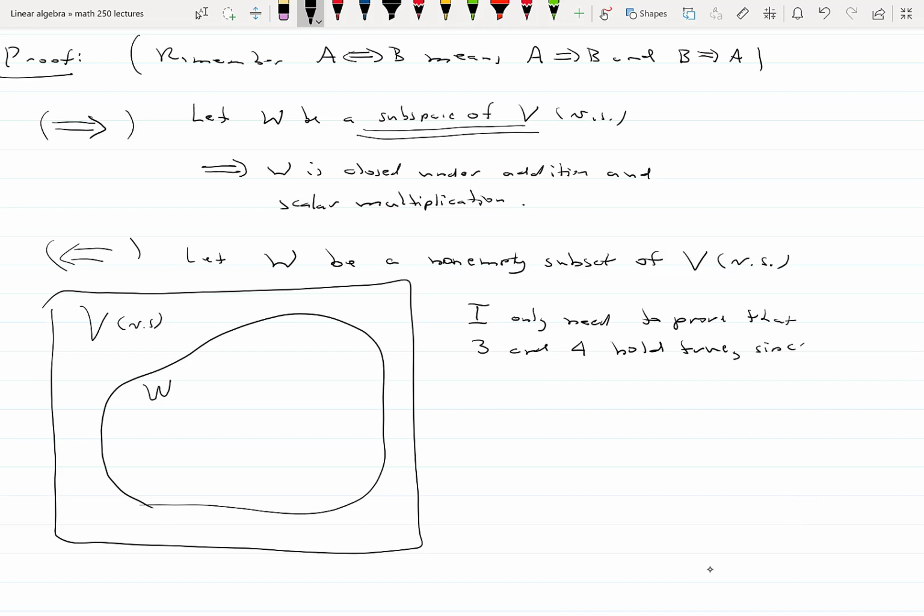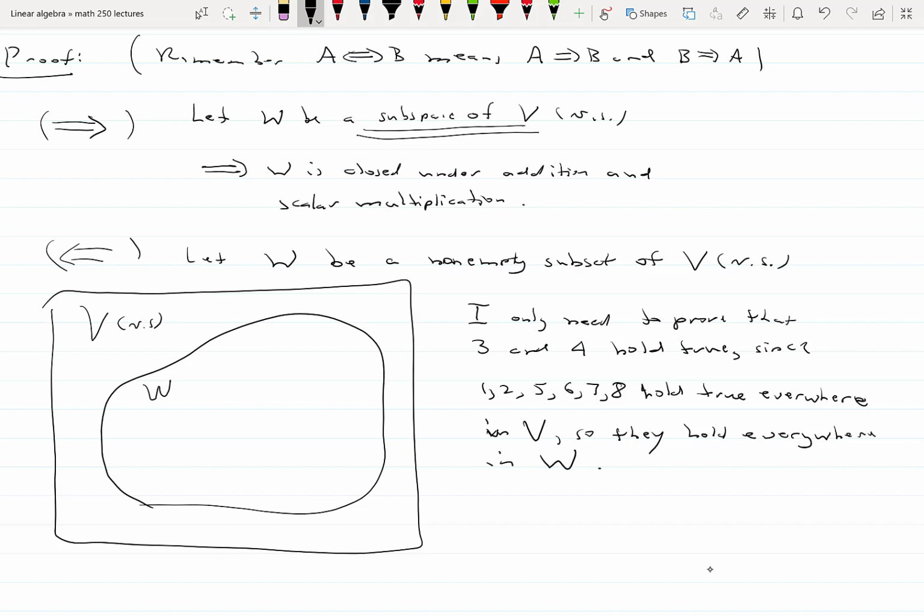Why? Since properties 1, 2, 5, 6, 7, and 8 hold true everywhere in V, in particular they hold in W. So they hold everywhere in W, since W is part of V.